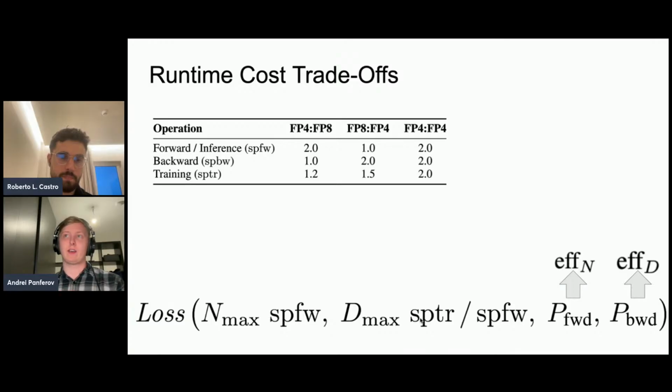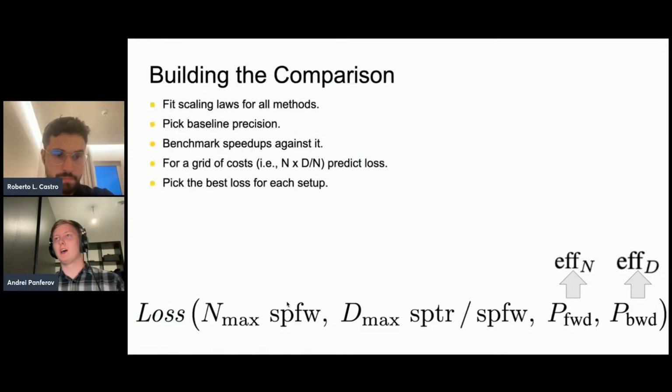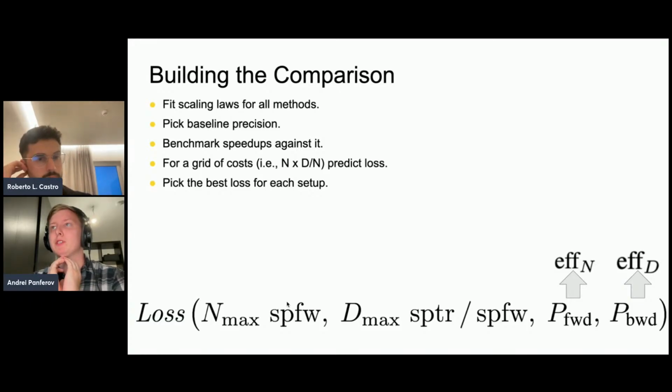And then you can account for the loss in accuracy via this plugin of these precisions, which would yield certain effective parameter counts, effectiveness multipliers in the scaling laws. And thus, this formula constitutes both inference and training compute normalized comparison for different precisions. And the way we use it is as follows. We have a bunch of precisions we want to compare. We fit the scaling law for all of them. Then we pick a baseline precision and we benchmark the speedups of every other quantization method against this baseline method.